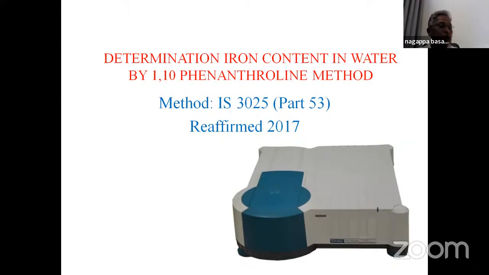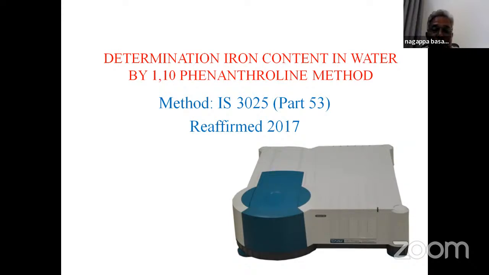Determination of iron. One way we can analyze iron or any heavy metal is by using AAS. If AAS is not available, you can use the 1,10-phenanthroline method, which is IS 3025 part 53. Please record this method. As per the IS method, you have to do the experiment.